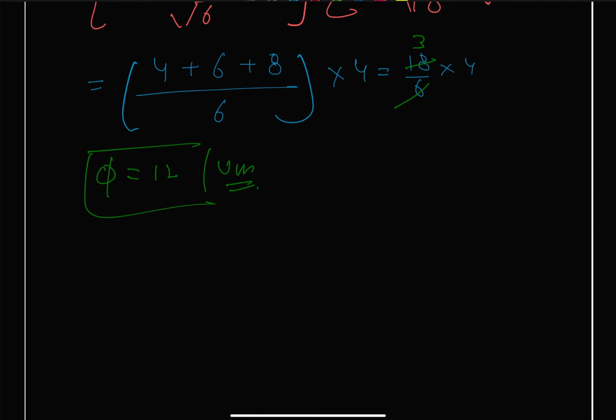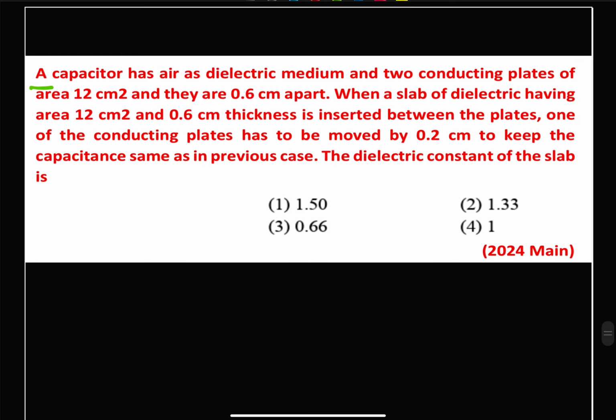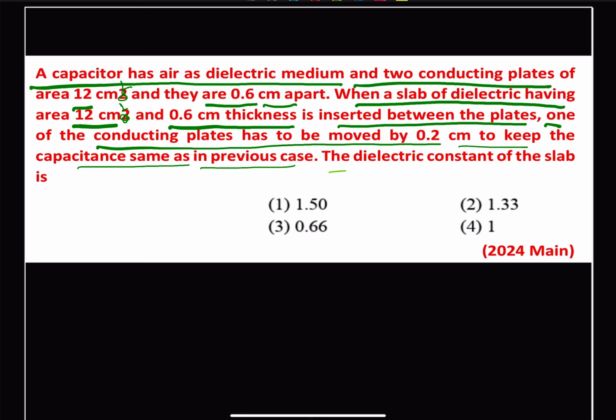Next question. It states that a capacitor has an air dielectric medium and two conducting plates of area 12 centimeter square, and they are 0.6 centimeter apart. When a slab of dielectric having area 12 centimeter square and 0.6 centimeter thickness is inserted between the plates, one of the conducting plates has to be moved by 0.2 centimeter to keep the capacitance same as in the previous case. The dielectric constant of the slab is.